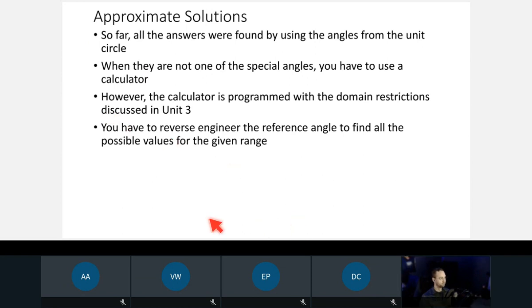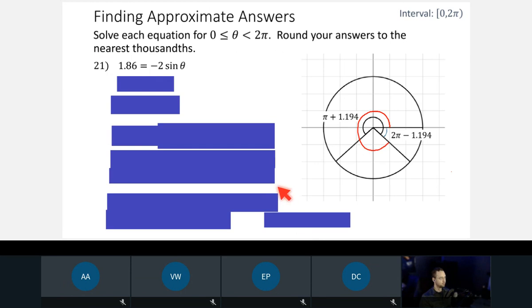Look at one. All right, 1.86 equals -2 sine theta. Again, my interval is the entire unit circle, entire revolution. So we're probably going to have two answers. All right, we do what we did before to solve for sine. We're going to divide both sides by -2. We're going to arc sine both sides.